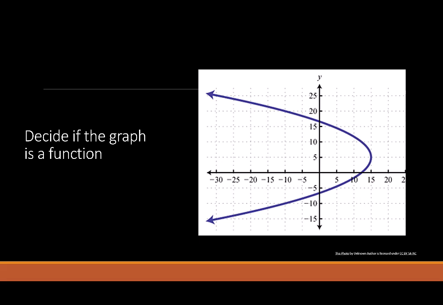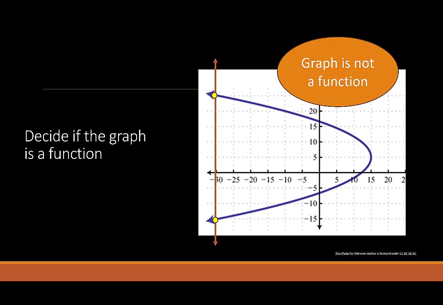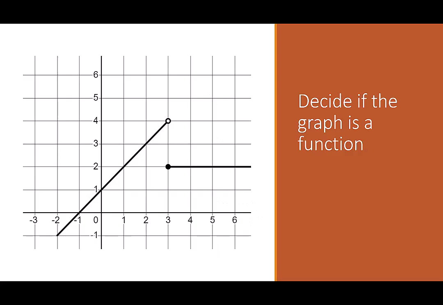So let's try again. This time I have a graph that kind of looks like a U that got knocked over to the left. We're going to decide if this is a graph of a function. I'm going to put on a vertical line, and I immediately see that this line intersects the graph in 2 points. So because the vertical line intersects the graph in more than one place, I can say this graph is not a function.